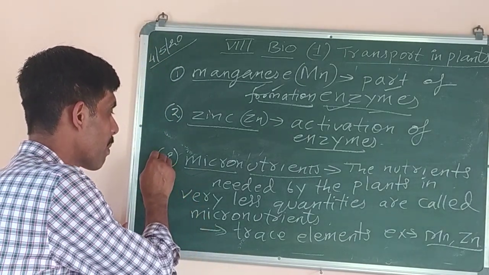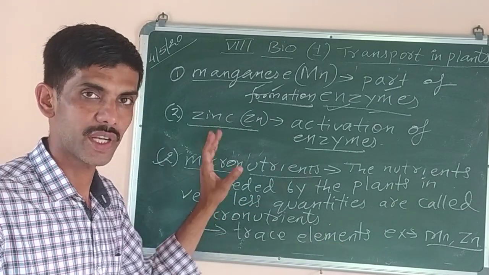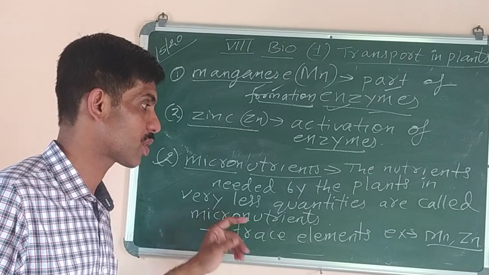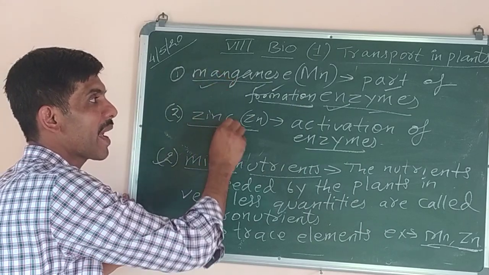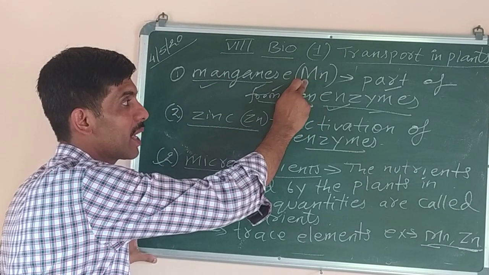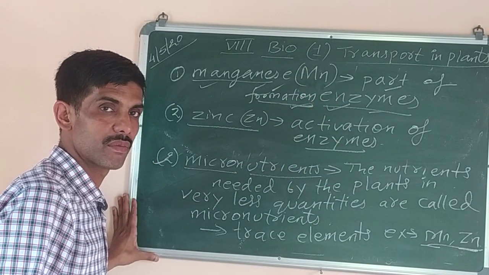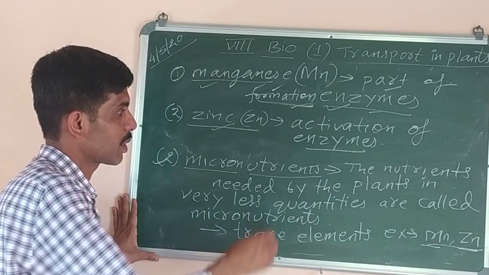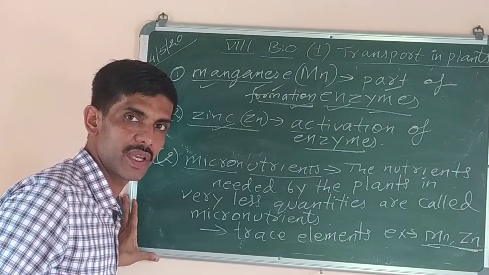Then we studied the micronutrients. Micronutrients are the nutrients which are needed by the plants in very less quantity. We studied two examples. What are they? Manganese and zinc. Now what is the function of manganese? The symbol of manganese is capital M small n. It helps in the formation of enzymes. And the second one, zinc, symbol is capital Z small n. It helps in the activation of enzymes.